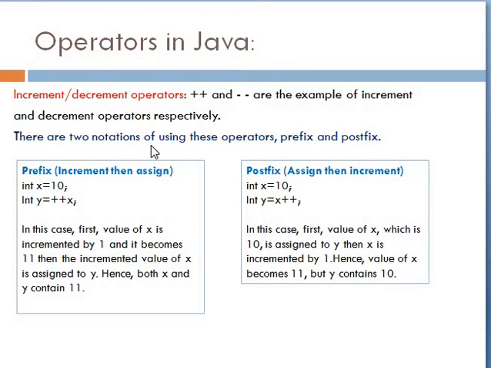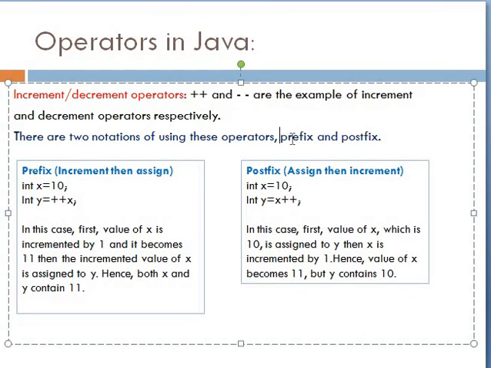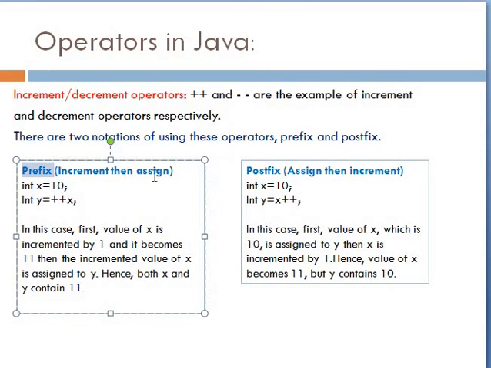Now there are two notations of using these operators, the increment as well as the decrement operator, in prefix and postfix form. In the prefix form, the main logic is to increment and then assign. Now take the case of this example. The first statement assigns the value 10 to the variable x whose data type is int. So x equals 10 from the first statement.